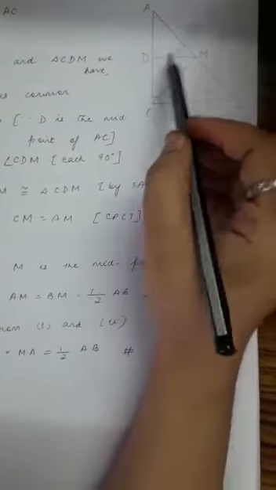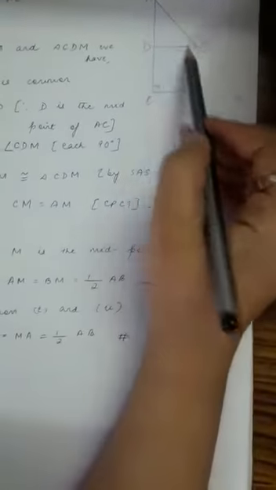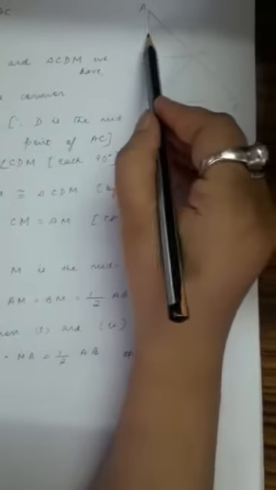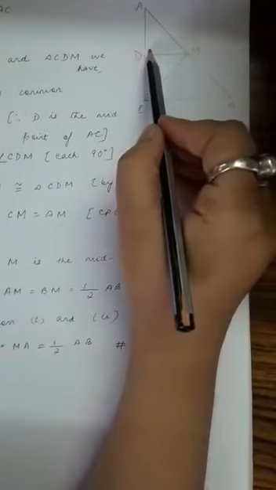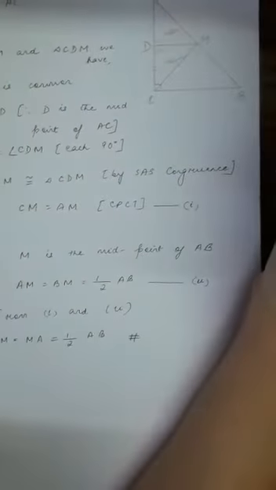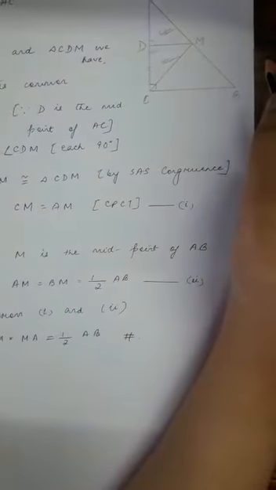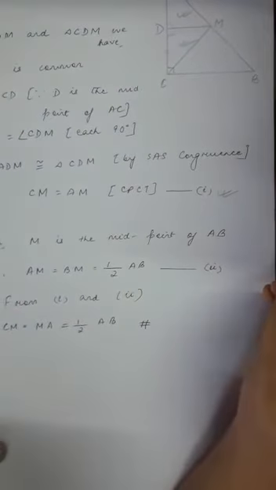So for the third proof, let us consider the two triangles ADM and CDM. Now see here, in these two triangles, DM is common. AD is equal to DC because D is the midpoint. And ADM, this angle, is equal to CDM, this angle, 90 degree each. Therefore, I can say that these two triangles are congruent to each other by SAS congruency. Now, if these two triangles are congruent, then we can say that CM is equal to AM by CPCT. Keep this one as equation number 1.